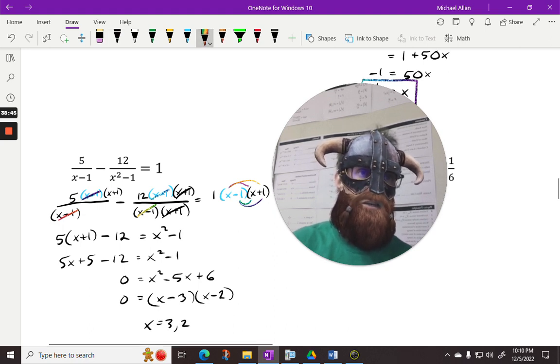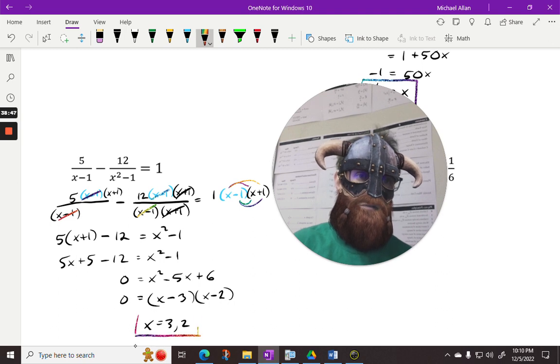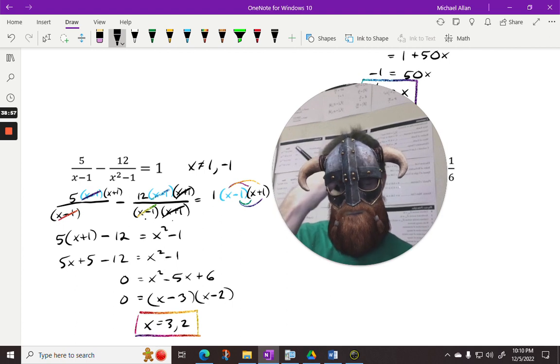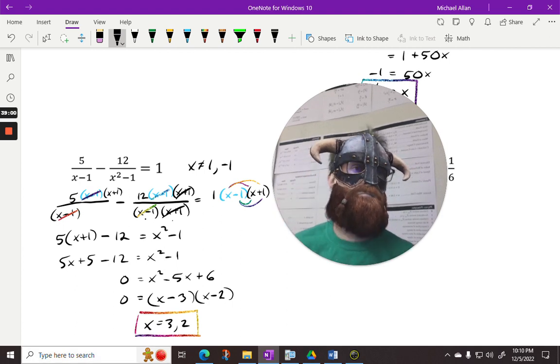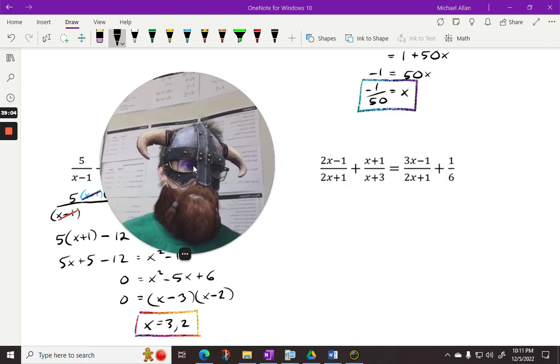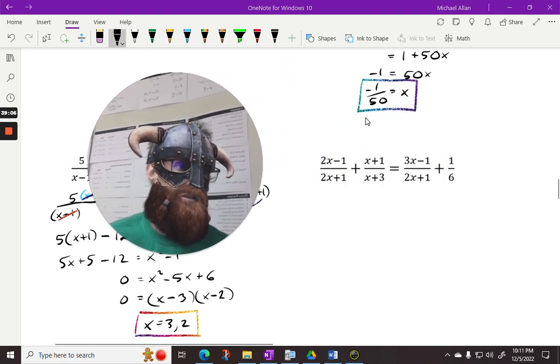Now, neither one of those answers is my non-permissible value. Because up here I have x cannot be 1 and negative 1. You can see down here, that's what they were. Cool. I'm going to trust that it worked. Hopefully, you can go back and verify it. I hope that's true. This one looks ugly.